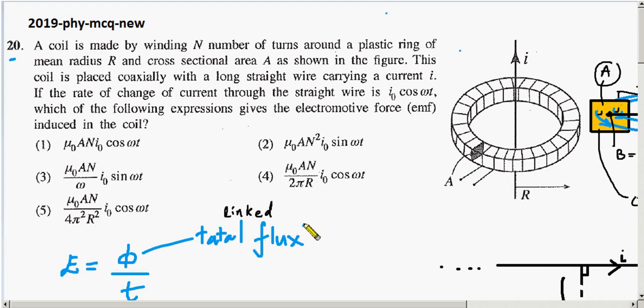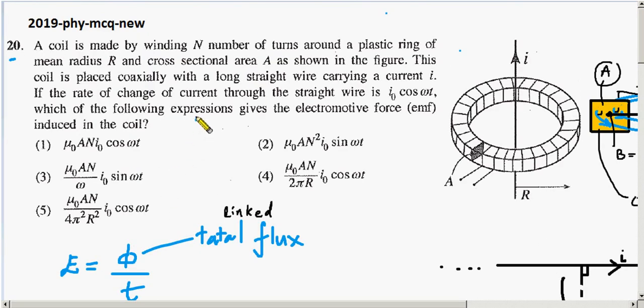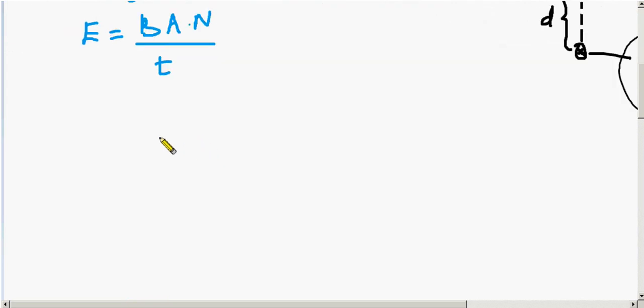Now we have to use what they have given, I naught cos omega t. What is that? Rate of change of current. If we say the word rate, that means divide by time. So rate of current, current means I, divided by t. If we say rate, the denominator must be time. So I divided by t is given as I naught cos omega t. So we can use it.